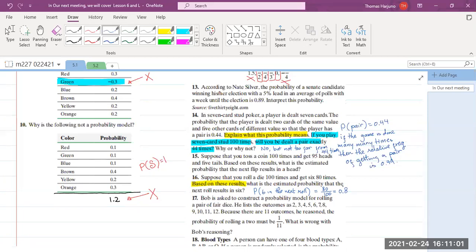But there are two issues with the assumption that the die is a fair die. First, nothing in this passage says that we base it on the assumption that the die is fair. Instead, we base it on this result, which result? The result that they get: 86 sixes out of 100 times.